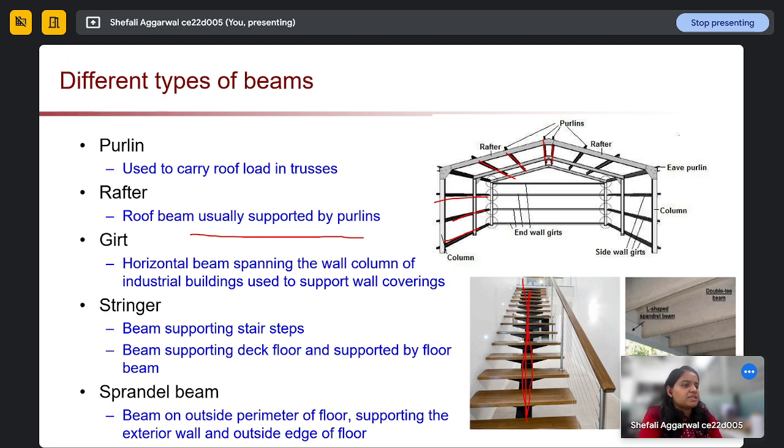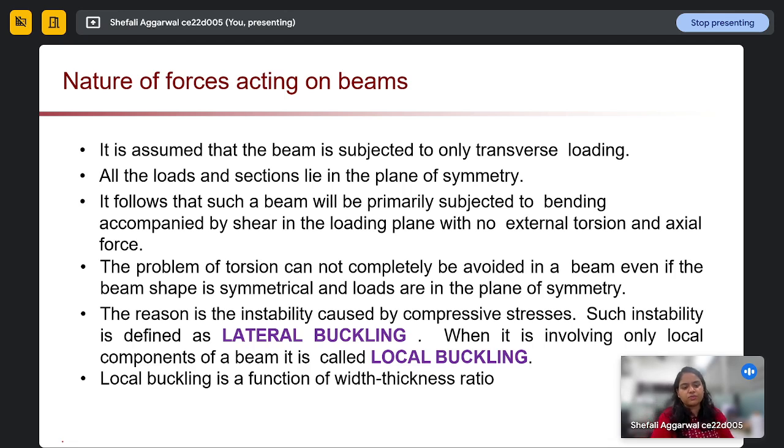Okay, next is the spandrel beam. A spandrel beam is a beam which is provided outside the perimeter of the floor and which will support the exterior wall of our system. This is our spandrel beam in this case. It is actually provided outside our system and it is supporting this wall load, this gray wall load. So these are the different kinds of steel beams which we are dealing with.